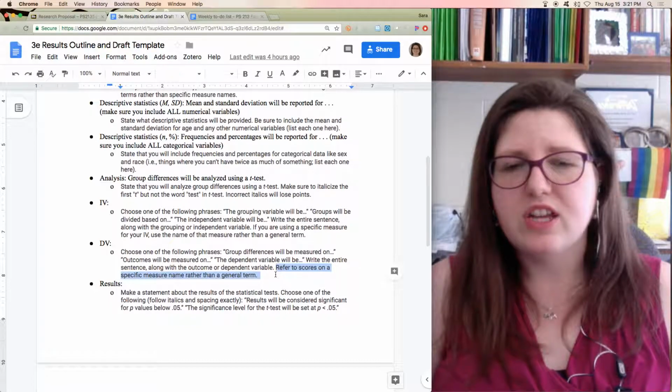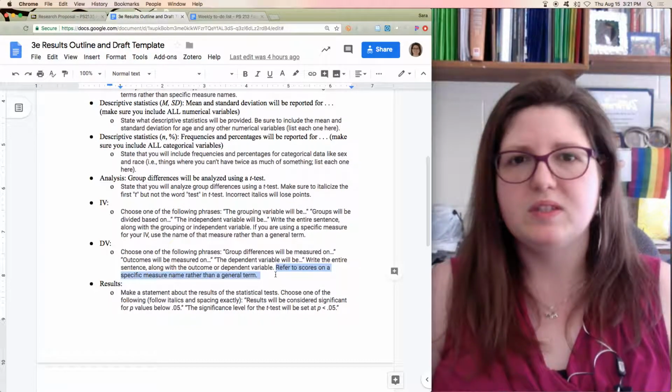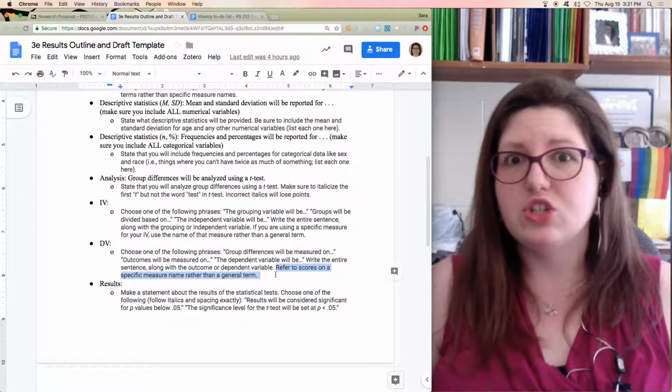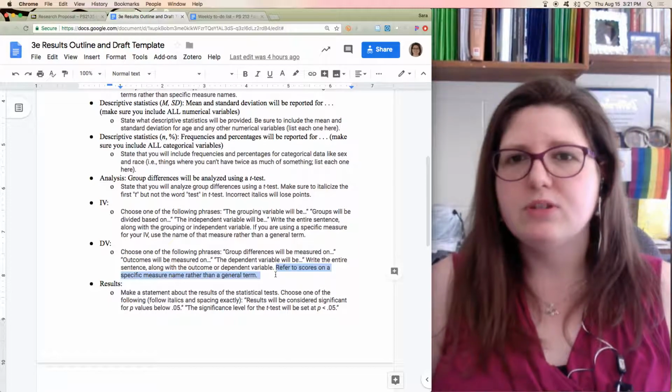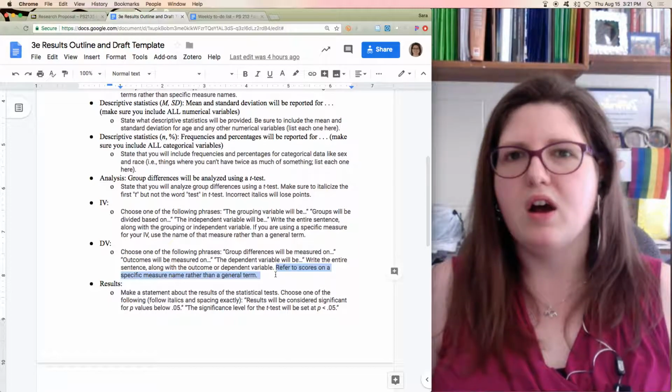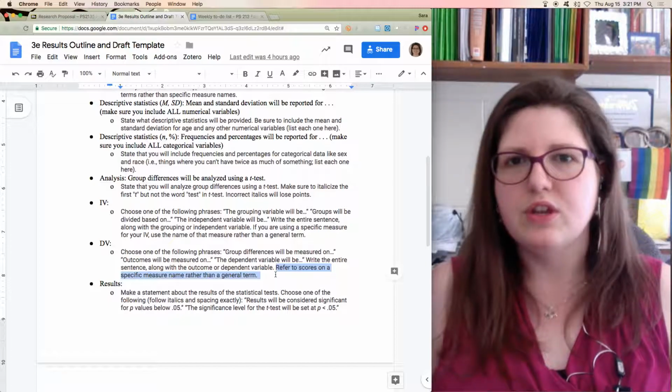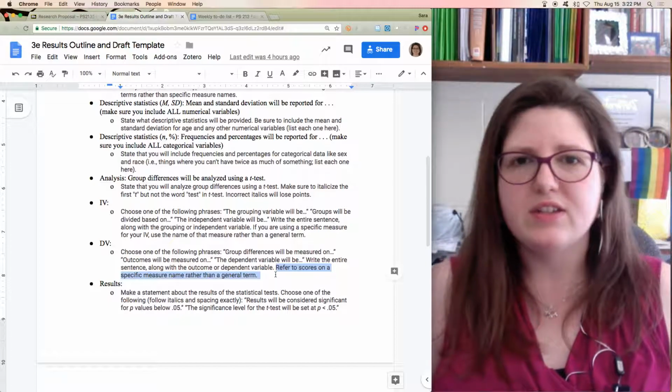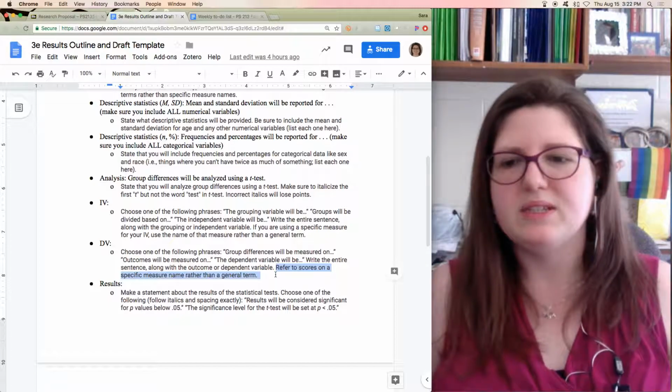Sometimes there are times where it's appropriate to use the specific measure name and to say scores on this. Other times you're going to be more broad and say depression levels. So just look for guidance on when to be more broad and when to be specific.